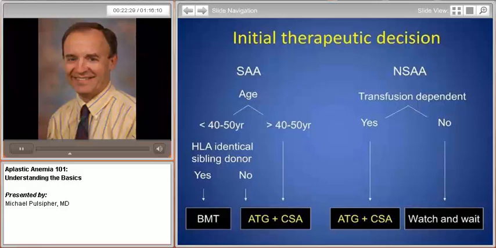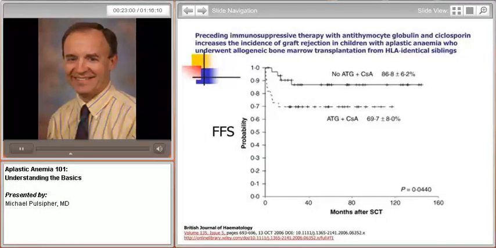Now, if you have very severe aplastic anemia and you're younger, most of our outlines recommend that patients be assessed to see if they have an HLA identical sibling donor. And if they have a sibling donor, they go to bone marrow transplant. If they don't have a sibling donor, then they're treated with ATG and cyclosporine. Now, this is what most people recommend for initial treatment, and I'll tell you in great detail why these recommendations are moved forward. This particular slide I need to explain.